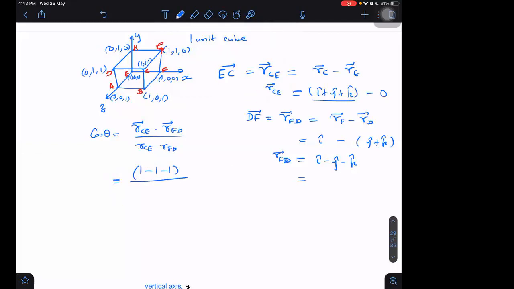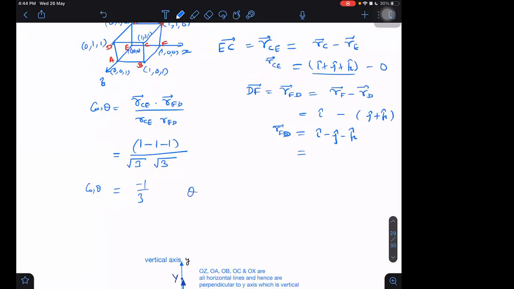Divided by, what is the RCE magnitude? RCE magnitude will be √3, and RFD magnitude will also be √3. Then we are getting minus 1 divided by 3. So what is theta coming out to be? Cos inverse of minus 1 by 3. Are you getting the same? Yes. Then right, good.